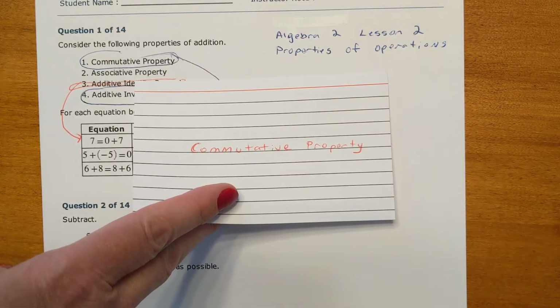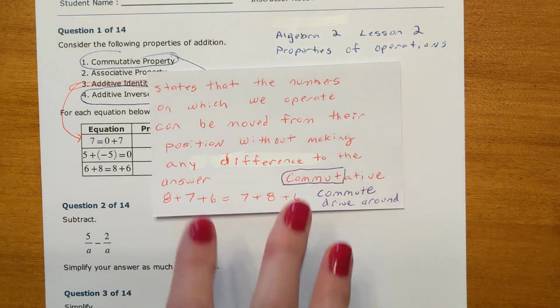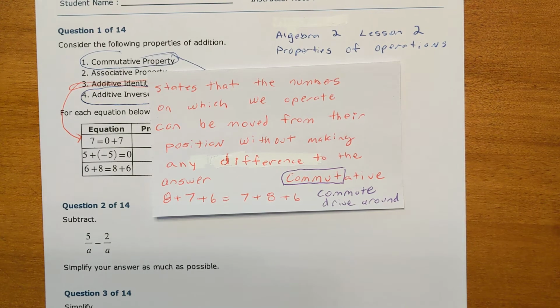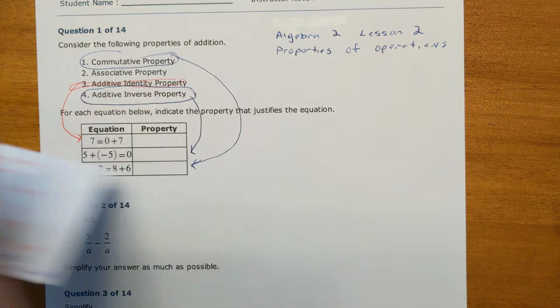And then the commutative property states that the numbers on which we operate can be moved from their position without making any difference to the answer. So 8 plus 7 plus 6 is equal to 7 plus 8 plus 6. So the order of them changed. Are they commuted, like you commute or drive around to work?